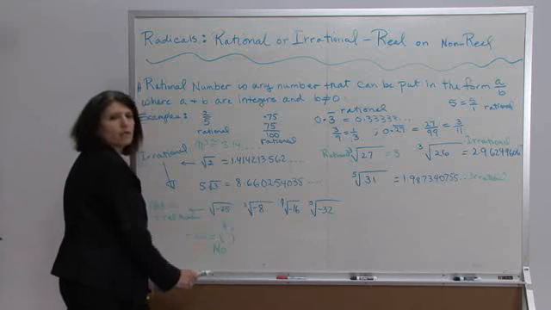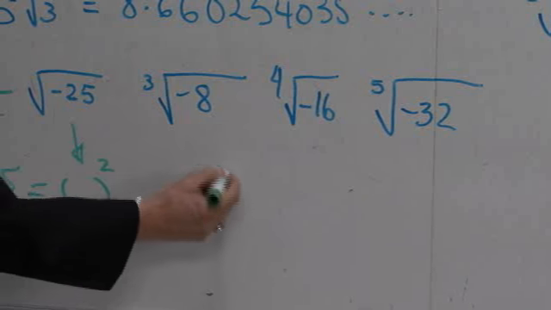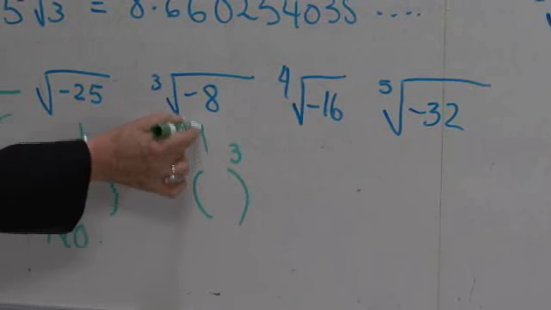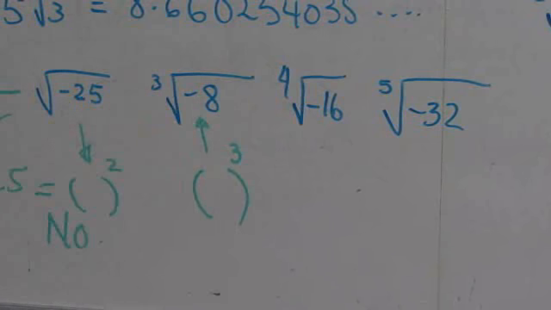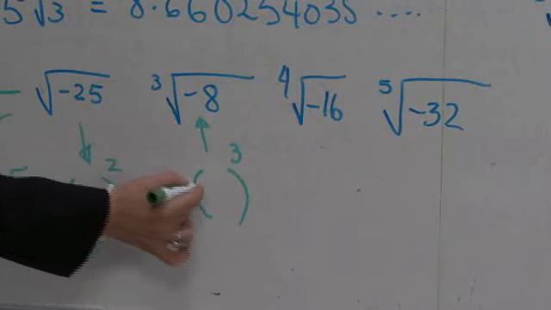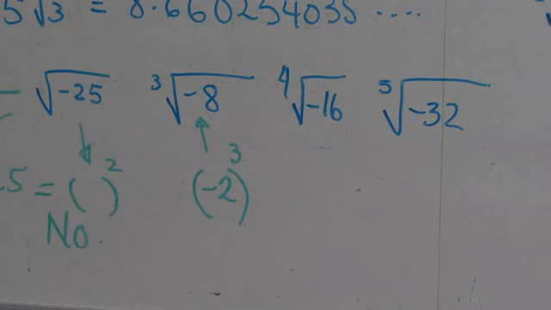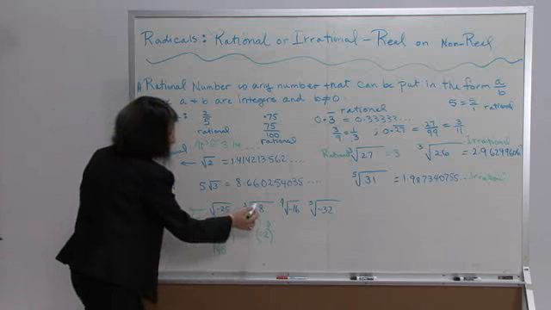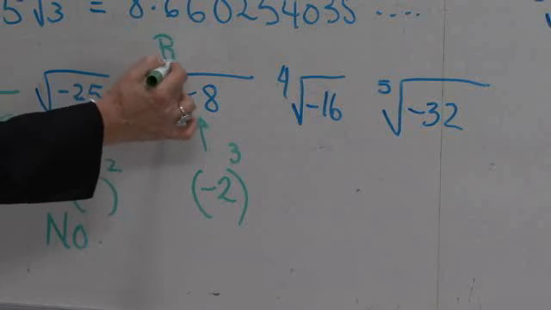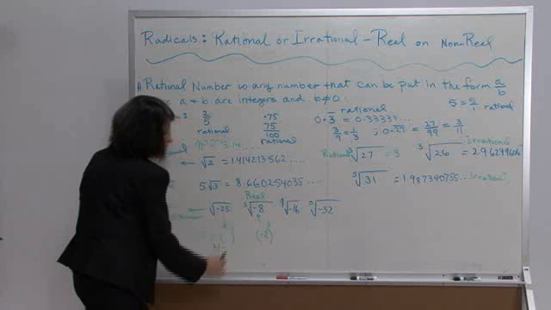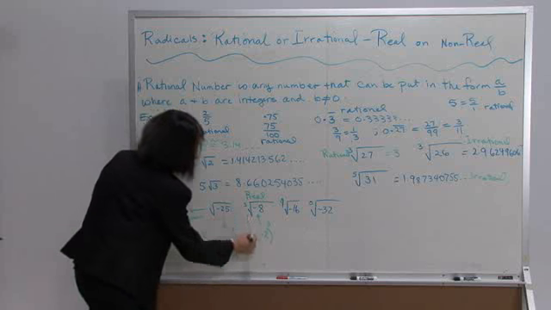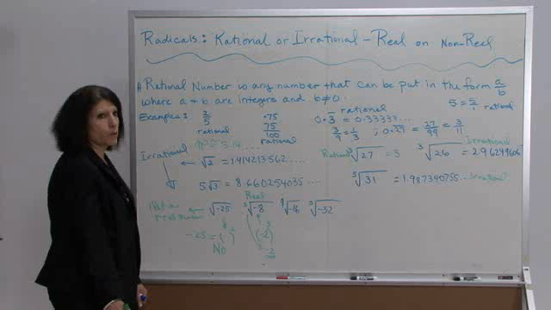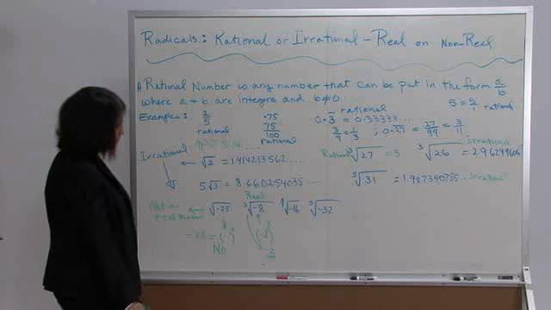Cube root of negative 8. Can you find a number you raise to the power 3 to get negative 8? And the answer is yes. If you take negative 2, raise it to the power 3, that's going to give you negative 8. So the cube root of negative 8 is real, because that's equal to negative 2. So the answer to this is negative 2. And that's a real number. We can find it on the real number line.